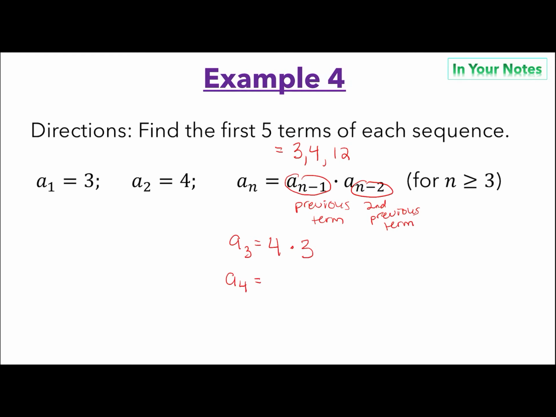So a sub 4 is going to be the previous term, which is going to be 12, times the second previous term, the one before that, so 4. So this is 12 times 4, which is 48.